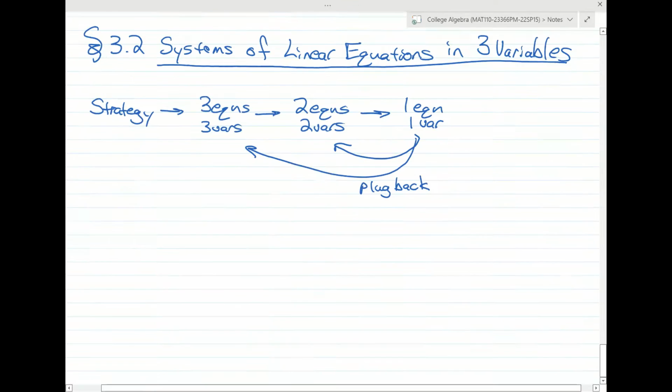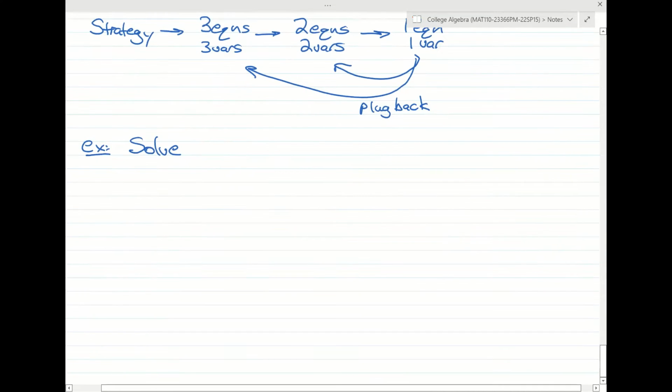Okay. Let's start off with a problem like this. The directions are just going to be to solve. And let's say we had x minus y is equal to 6. 2y plus 5z is equal to 1. And 3x minus 4z is equal to 8.